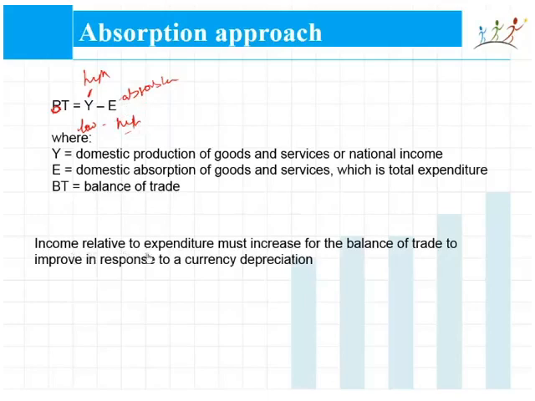So income relative to expenditure must increase for the balance of trade to improve. That is, production relative to expenditure must increase in response to a currency depreciation for the trade surplus to increase or the trade deficit to decrease.